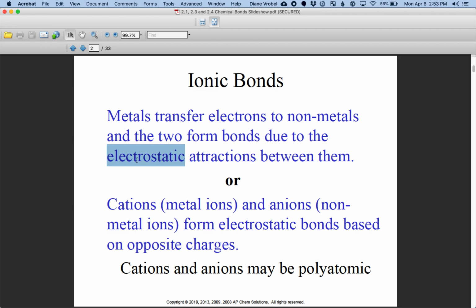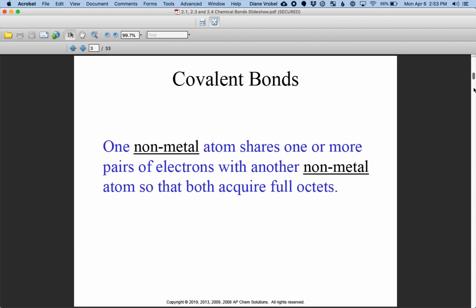Now you have to be careful because some of these compounds actually will have polyatomic ions. And I'll tell you right now, ammonium, NH4 plus, is an example of a cation that is not a metal, but it forms an ionic compound. And I'll talk more about that later.